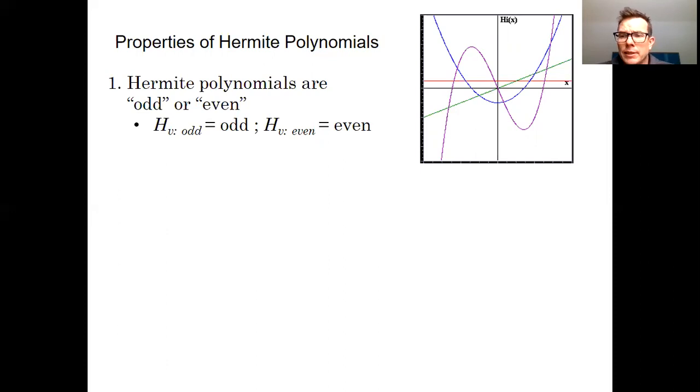The first is that they have a specific symmetry. Hermite polynomials are odd or even. And what I hope you might be able to convince yourself looking at these is that h sub v, where the v is odd, 1, 3, 5, are odd polynomials. Here's h sub 1. You can see it has inversion symmetry. It's odd. Whereas h sub v being even, 0, 2, 4, are even functions, so they have the mirror plane. So Hermite polynomials have a specific symmetry.